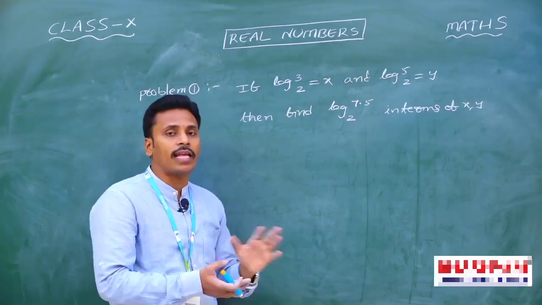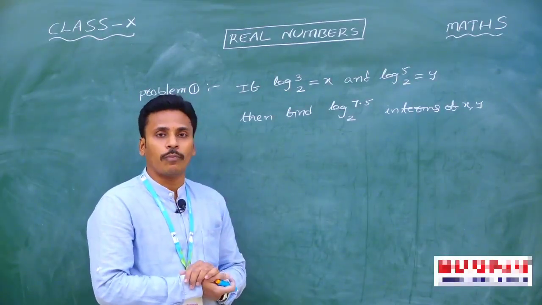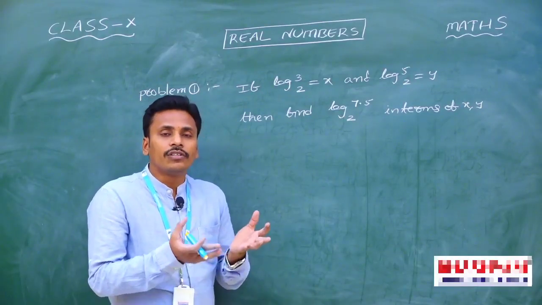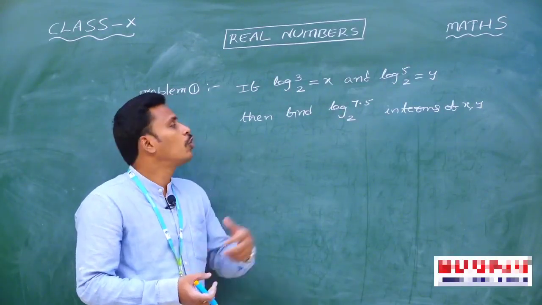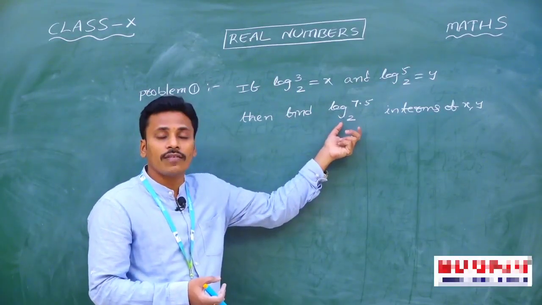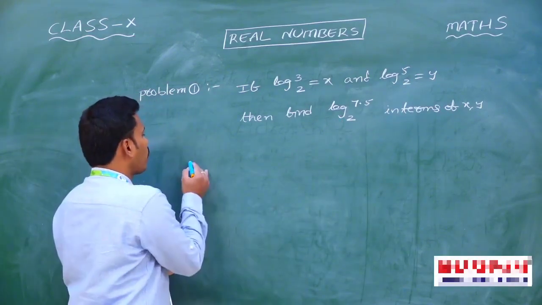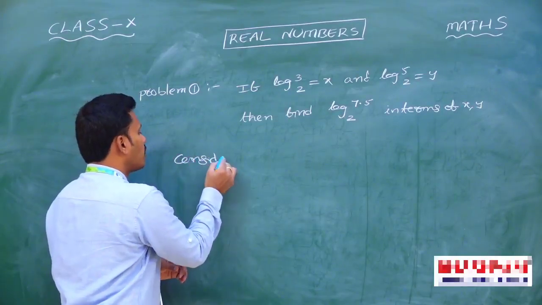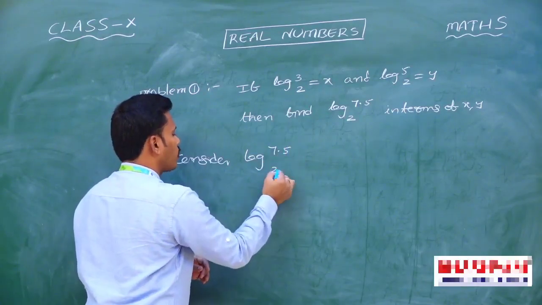First of all, you need to analyze the question, right? And the second step is make a plan to solve the problem, right? See, that plan is nothing but we have just three standard laws in our hands as tools. Use those three standard laws to express this log 7.5 base 2 in terms of x and y. So start with logarithm of 7.5 base 2.